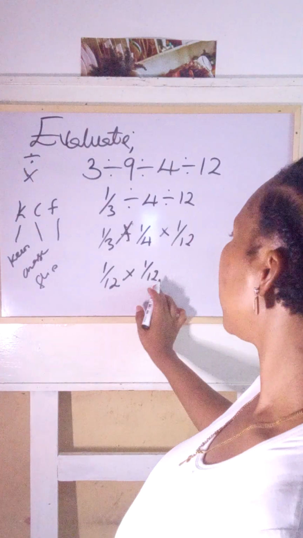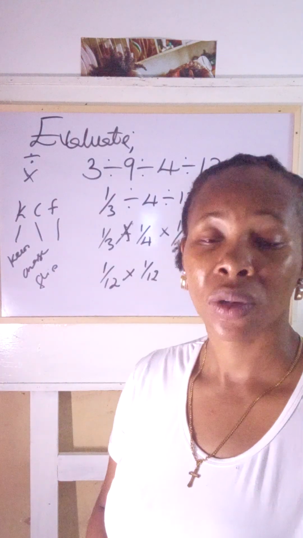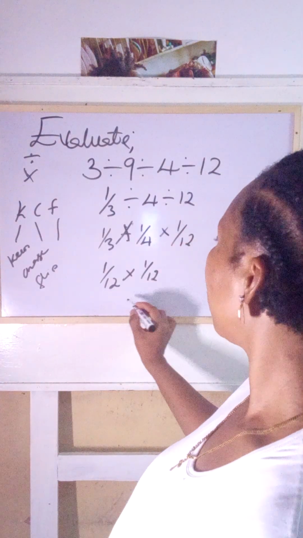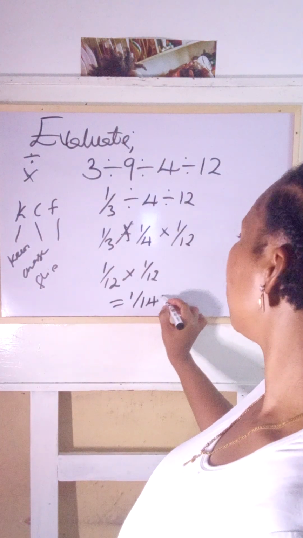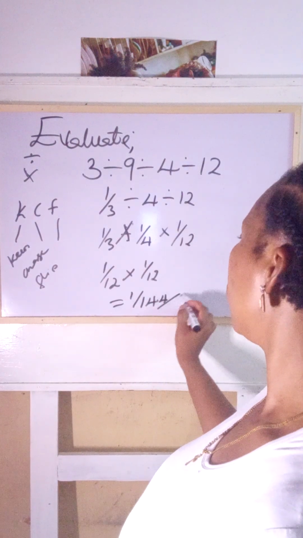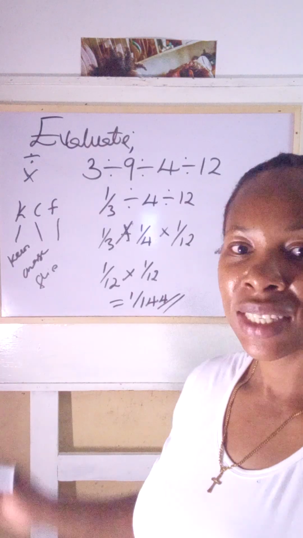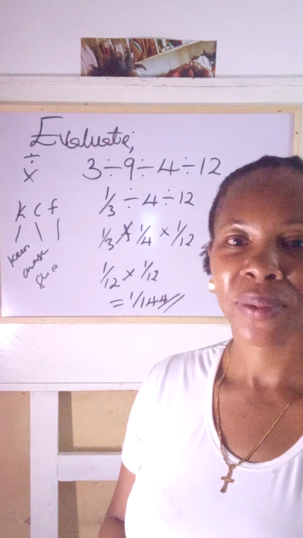So 12 multiplied by 12 will give you what? 144. So the correct answer is 1 over 144. 1 over 144. This is the correct answer for this problem.